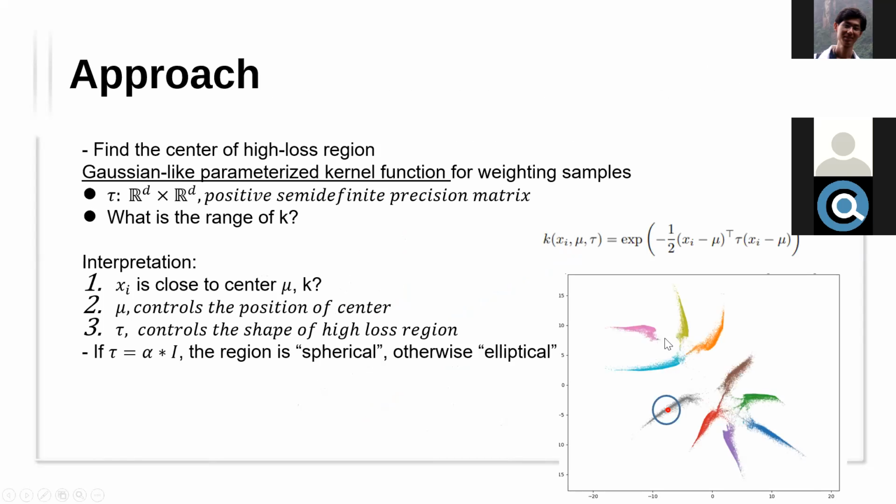Okay. And yeah, and then the approach. Because here we try to find a small region where the model performs poorly. So each region can be defined with two parameters. First is the center of the region, and then the other parameter is the shape of the region. So if you have those two parameters, you can locate one region, right? Here first we introduce a Gaussian-like parameterized kernel function for weighting samples.